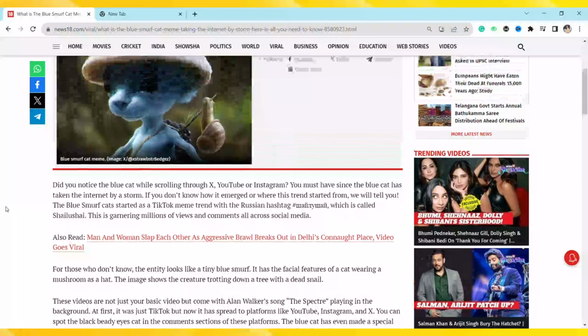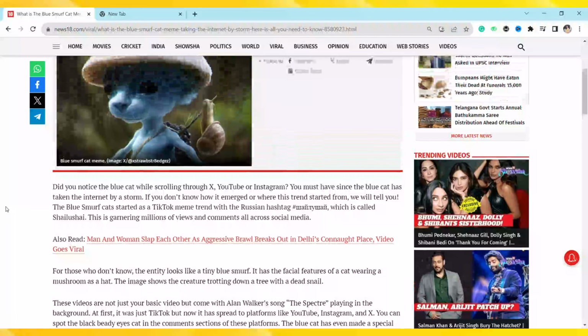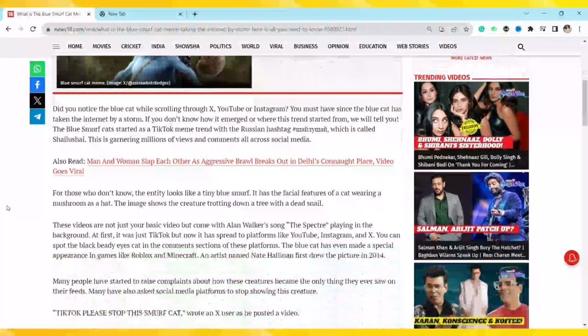So basically, this blue Smurf tiny cat has facial features similar to a cat wearing a mushroom as a hat, and an image shows the creature trolling down the tree with a dead snail on her back. And this video is not just a basic video; it came with an Alan Walker song playing in the background at first, but just on TikTok. Now it has spread all over the internet, including YouTube and Instagram, and the blue cat has even made a special appearance in games like Roblox and Minecraft.